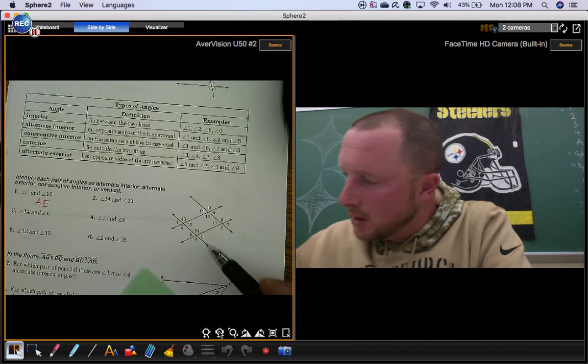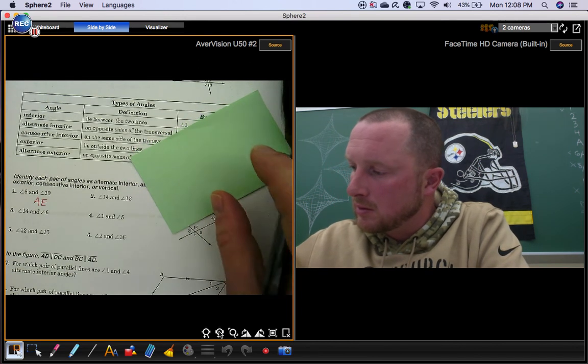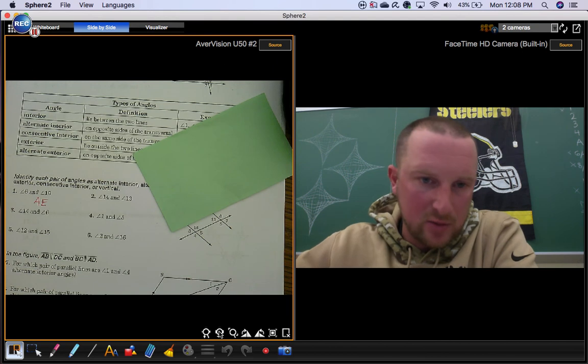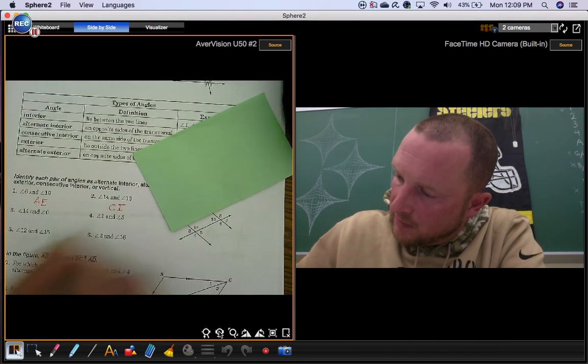Number 2, angle 14 and angle 13. So we're going to cover up that line because we don't need it. Angle 14 and angle 13 are consecutive interior.